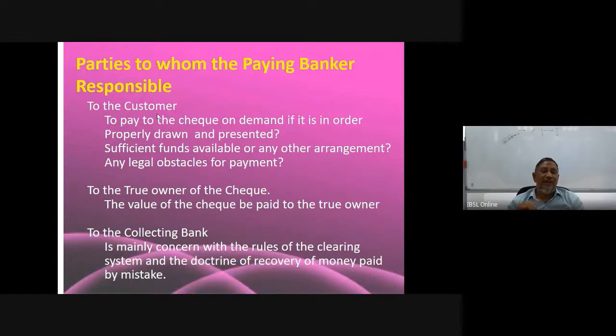There are decided legal cases. You have no authority to debit the customer and get the money. Without customer consent, you can't recover that money. That's called the doctrine of recovery of money paid by mistake. Okay.